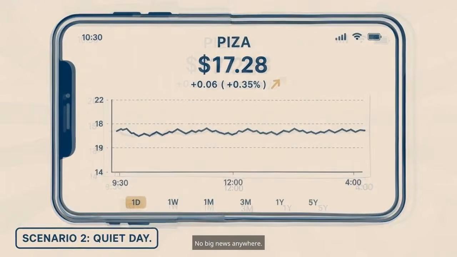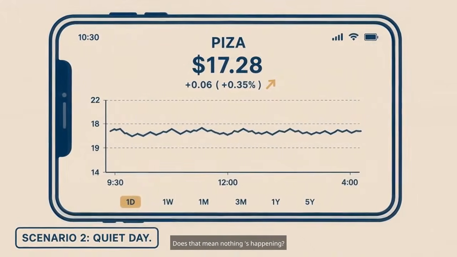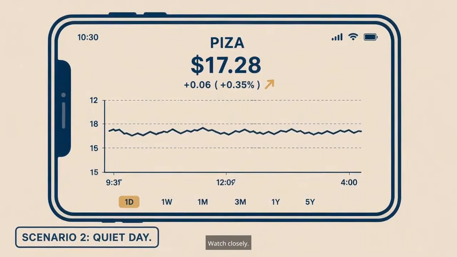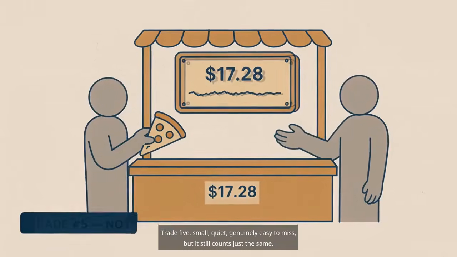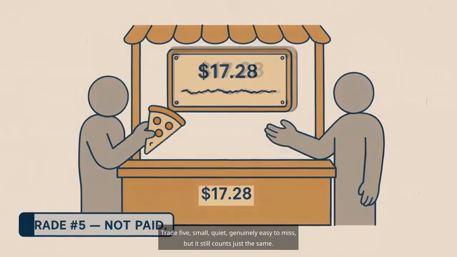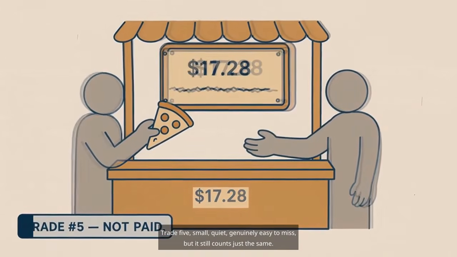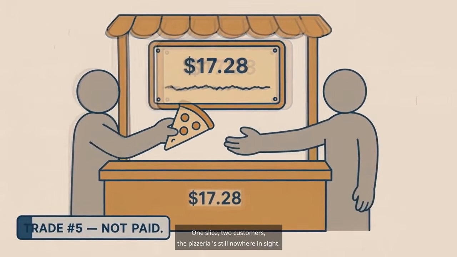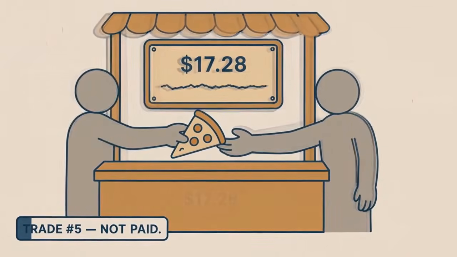No big news anywhere. Barely anyone's trading at all. Does that mean nothing's happening? Watch closely. Count carefully here. Trade 5, small, quiet, genuinely easy to miss, but it still counts just the same. 1 slice, 2 customers, the pizzeria is still nowhere in sight.